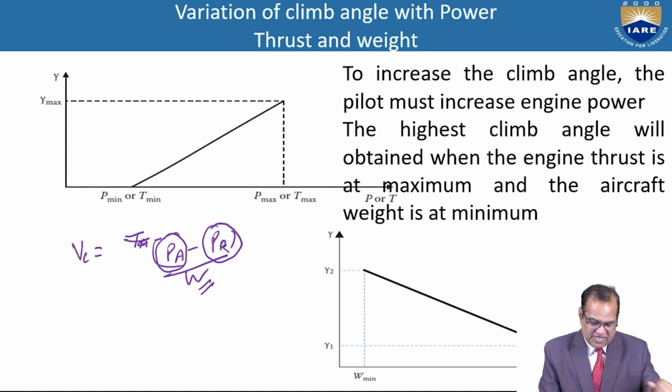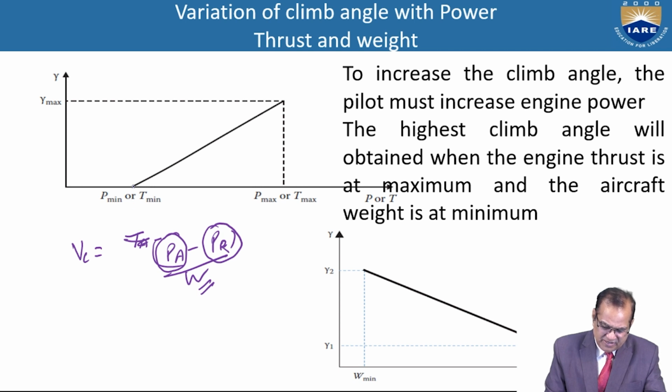So if you see here, at P minimum or T minimum here, and as you increase this, your rate of climb, that is the gamma, is also increasing. And here is the maximum. And this will be at tau equal to 1, at full throttle.